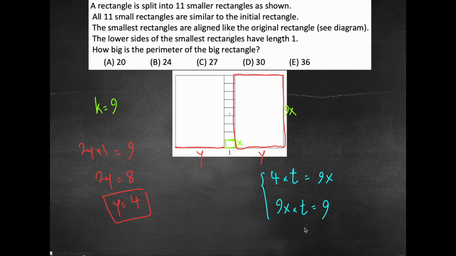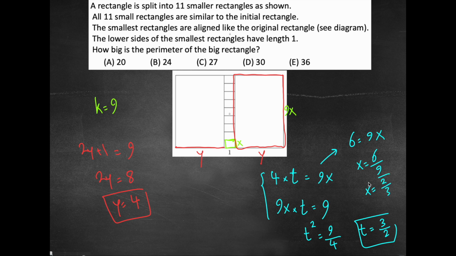Since y is 4, over here I get 4t equals 6, so you get t equals 3 over 2. So if t, the scale factor between the medium-sized rectangle and the big rectangle, is 3 over 2, or 1.5 times bigger, therefore x should be 6 over 9, which is 2 over 3.